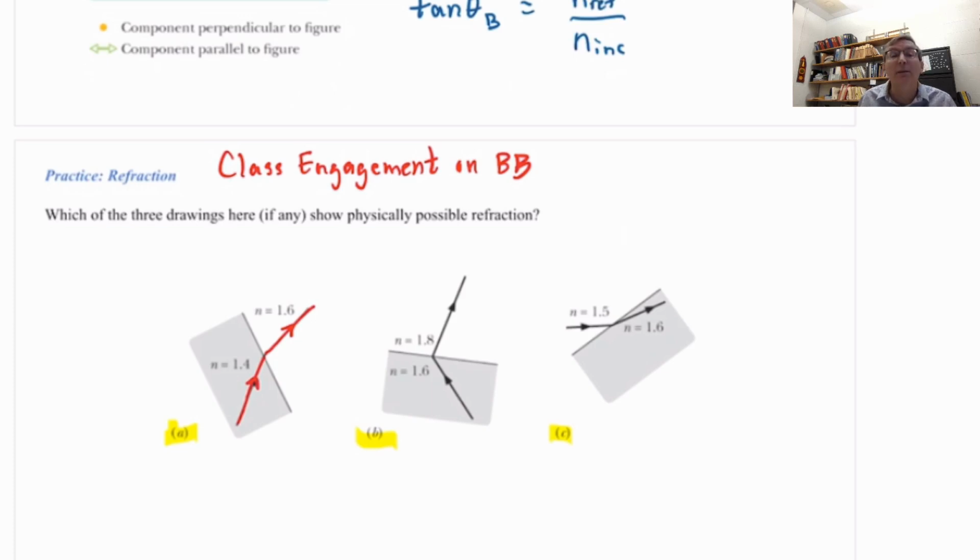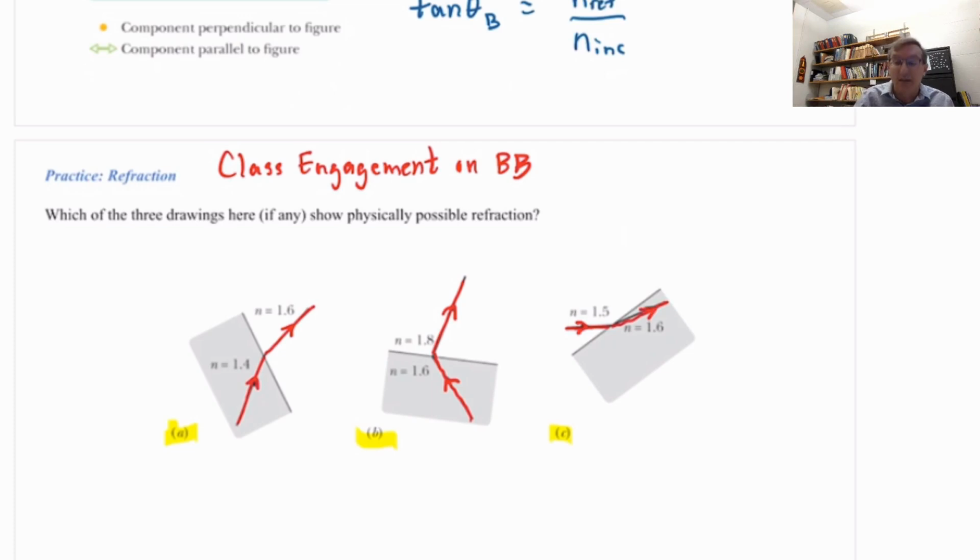And it's not showing, by the way, the reflected ray in any of these pictures, even though that in principle would be there. In case B, you can see the incident ray coming up on the interface, where the n is 1.6, and then there's the refracted ray into the material with an n of 1.8. And in picture C, here's the incident ray with index of refraction 1.5. Here's the refracted ray into the material with n of 1.6.